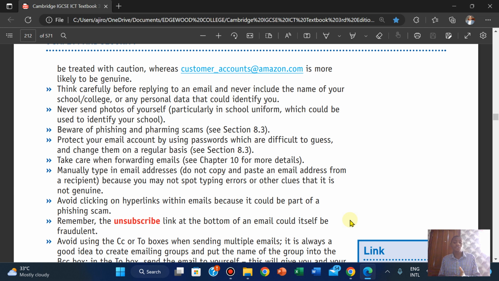Protect your email account by using passwords which are difficult to guess, and if possible, change them on a regular basis. Take care when forwarding emails. Manually type in email addresses. Do not copy and paste an email address from a recipient, because you may not spot typing errors or other clues that it is not genuine. So just type it. Avoid clicking on hyperlinks within emails, because it could be part of what we call a phishing scam. That's what it is.